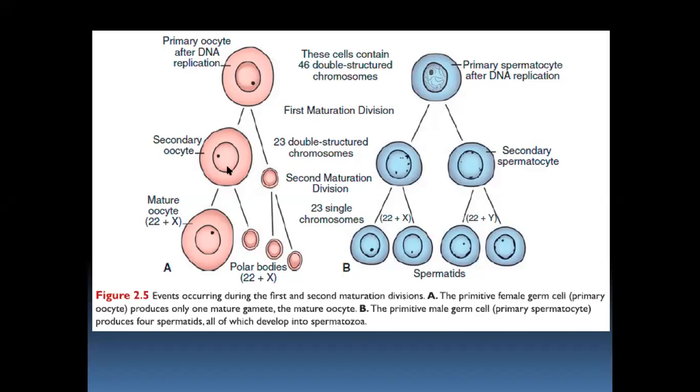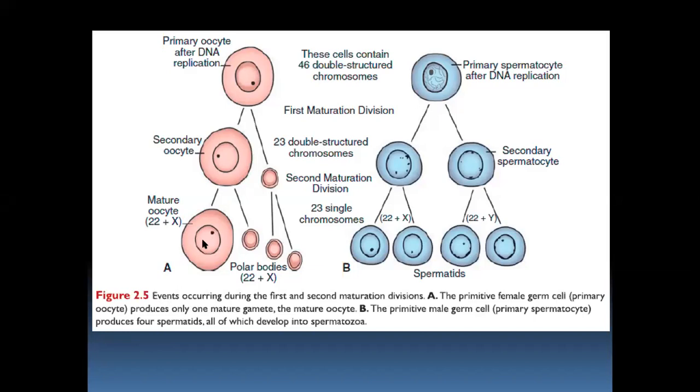So as a result, what is happening in females? We get only one mature oocyte from one primary oocyte. That's why only one oocyte goes for ovulation. As a result, only one cell is getting fertilized.